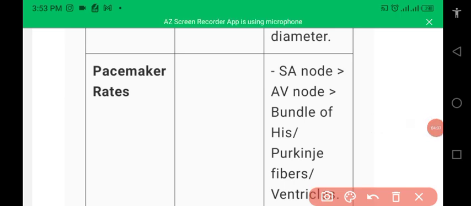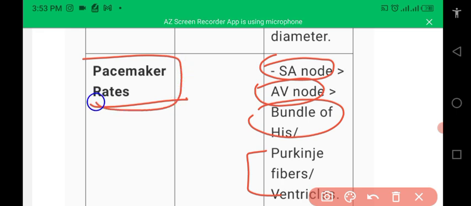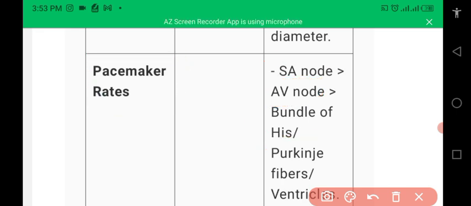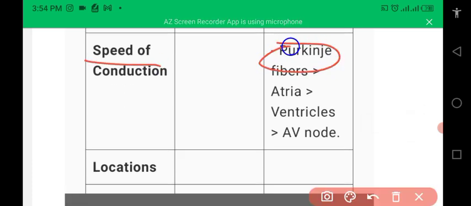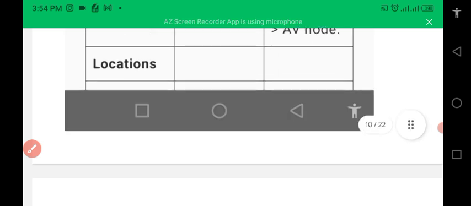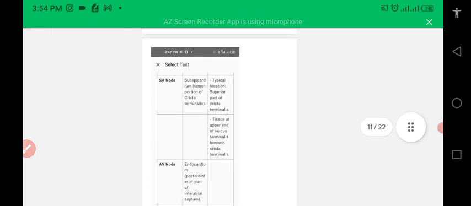Now what happens? Pacemaker rate in the SA node is greater than the AV node, and the AV node is greater than the bundle of His and Purkinje fibers in the ventricle. This is the rate of pacemaker, which is highest in the SA node. But the fastest conduction fibers are Purkinje fibers. Speed is fastest in Purkinje fibers and slowest in the AV node. This is what you have to keep in mind while memorizing the conduction velocity of the heart.